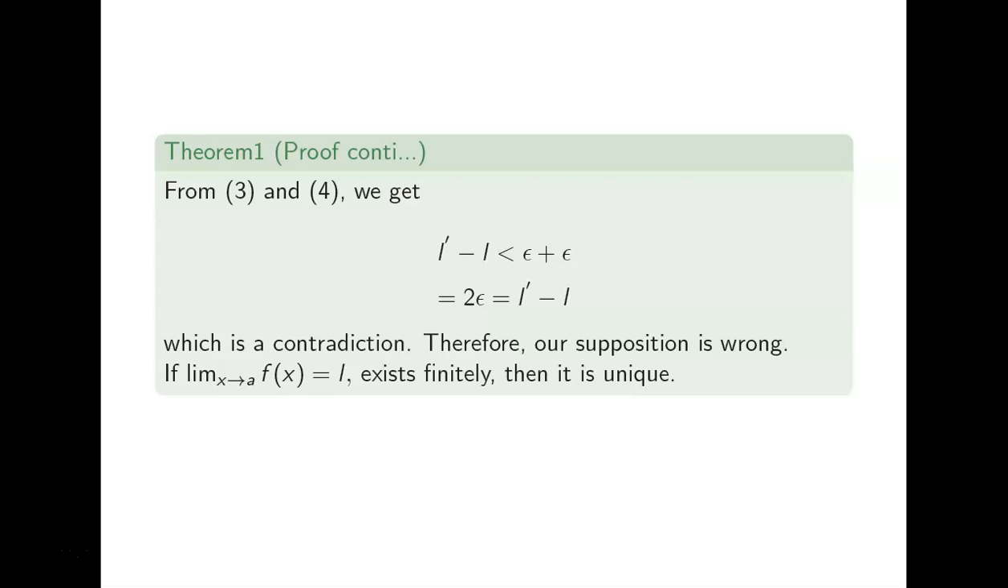This cannot be true. That means our supposition in the very start of the theorem, where we supposed that L is not equal to L dash, is wrong. With this supposition, we obtained that mod L dash minus L is less than 2 epsilon, which cannot hold. That means the limit of f(x) as x tends to a, if it exists finitely, must be a unique limit. There cannot be two limits for the same function as x approaches a. So this is the proof for the first theorem.